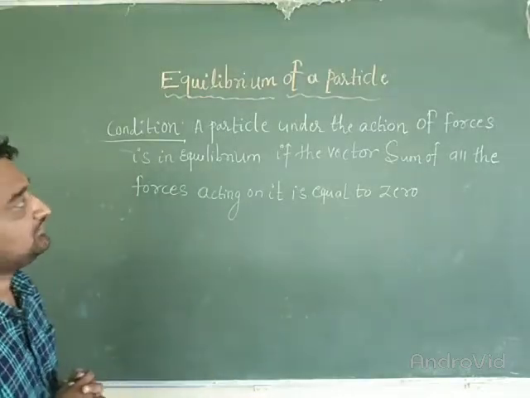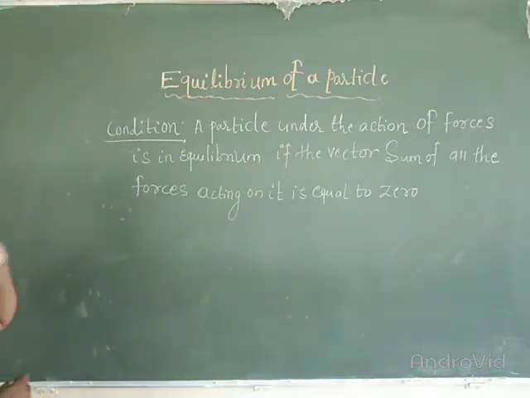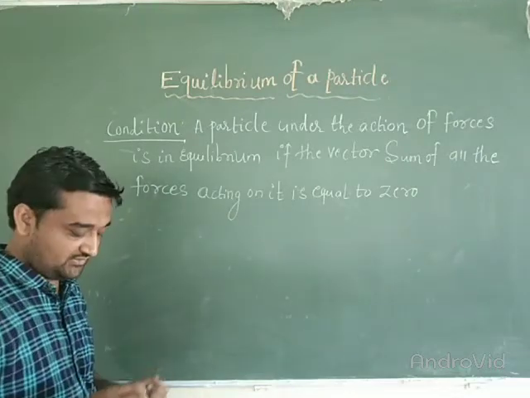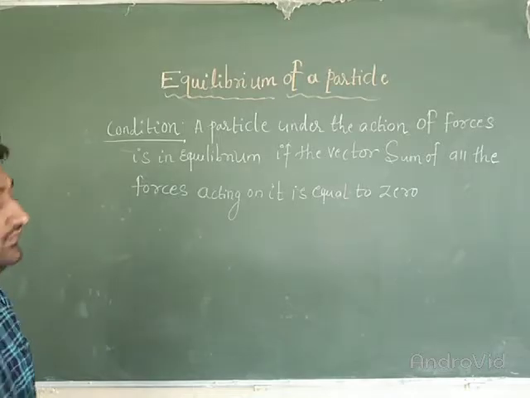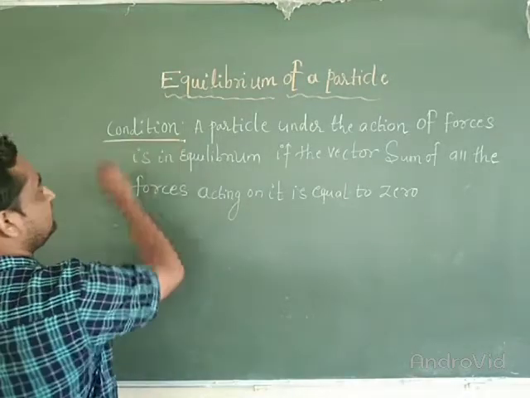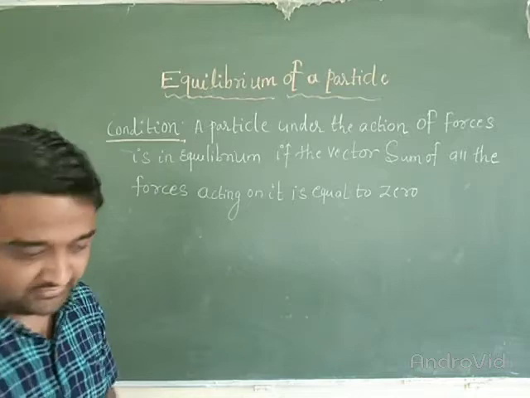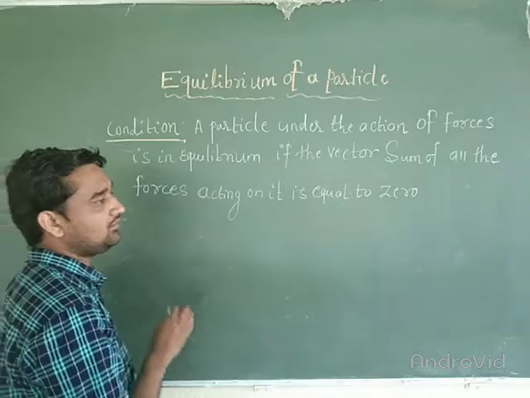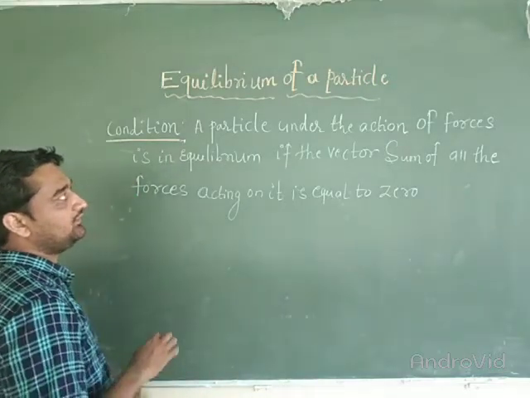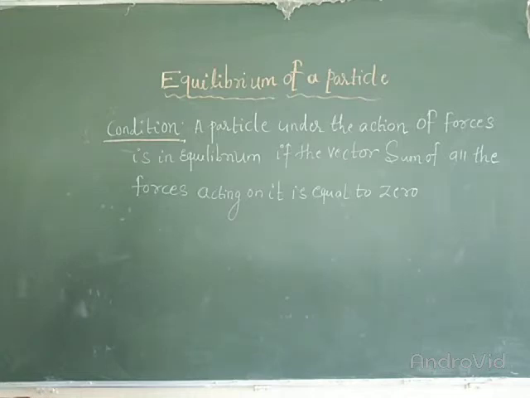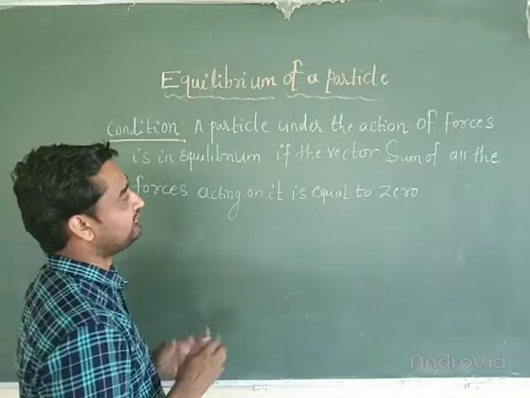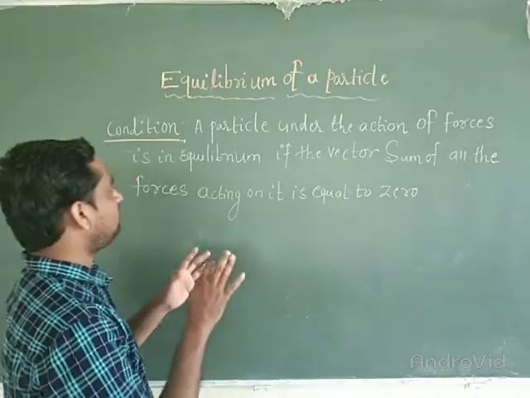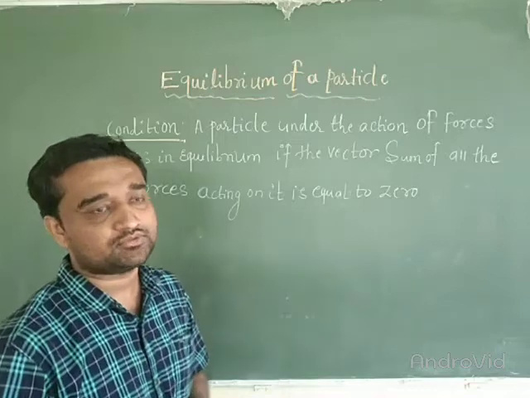Now in today's class, let us discuss the next point, the equilibrium of a particle. When we say an object is in the equilibrium position, we have to discuss the condition. A particle or an object under the action of several forces is said to be in the state of equilibrium if the vector sum of all the forces acting on it is equal to 0.